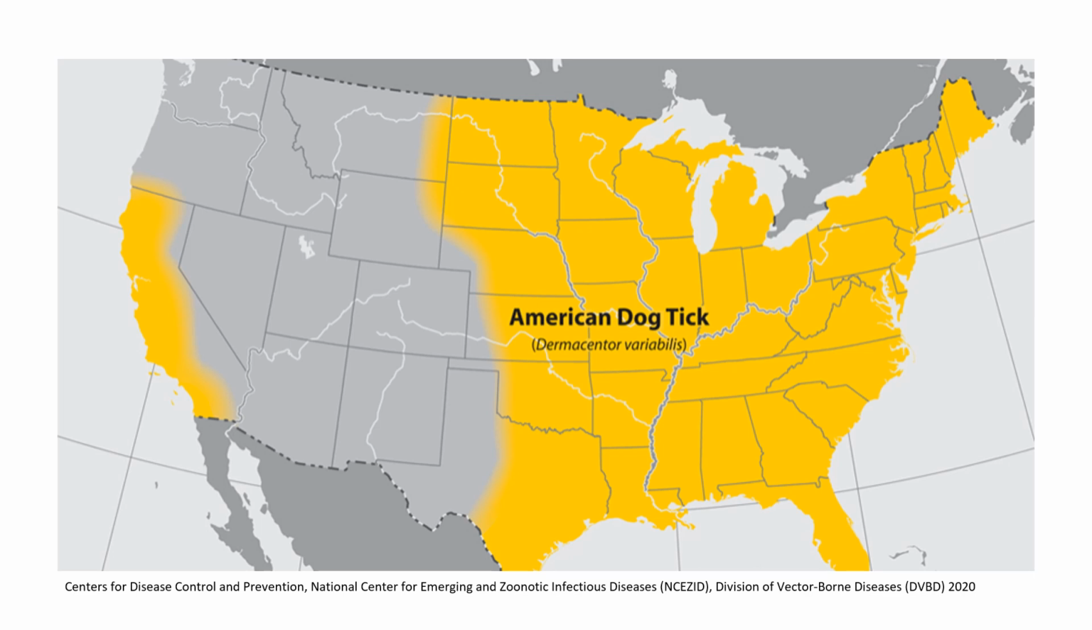The American dog tick is widely distributed throughout much of the country east of the Rocky Mountains, as well as along the California coast, and can be found northward into Oregon and Washington state.